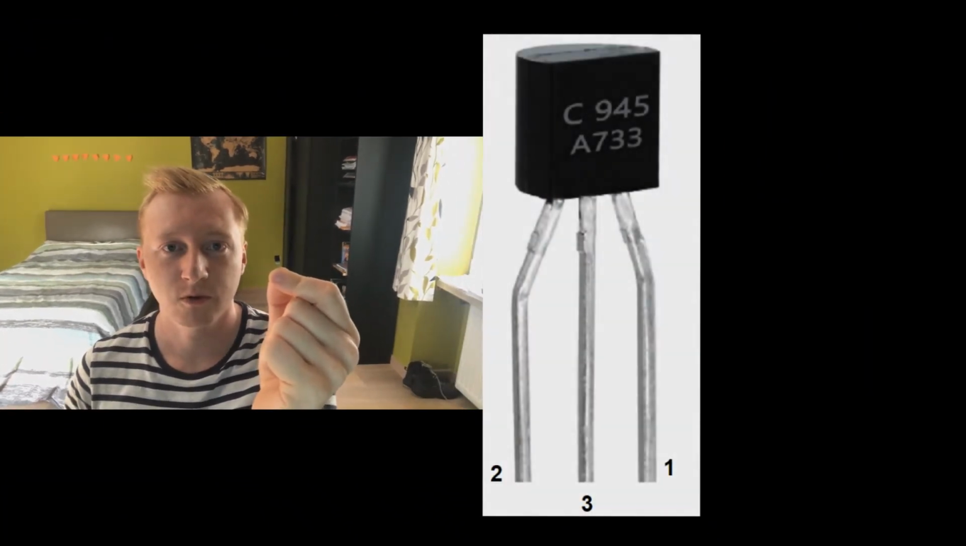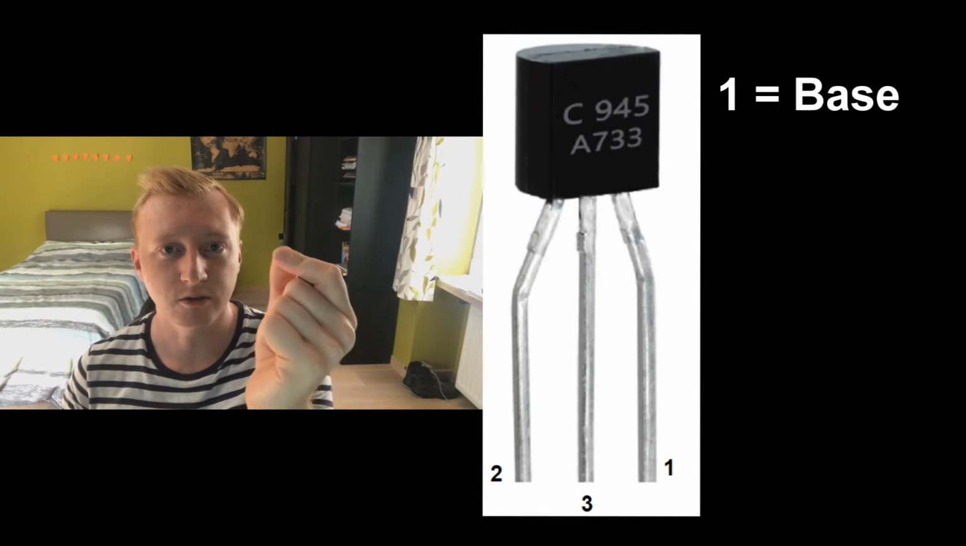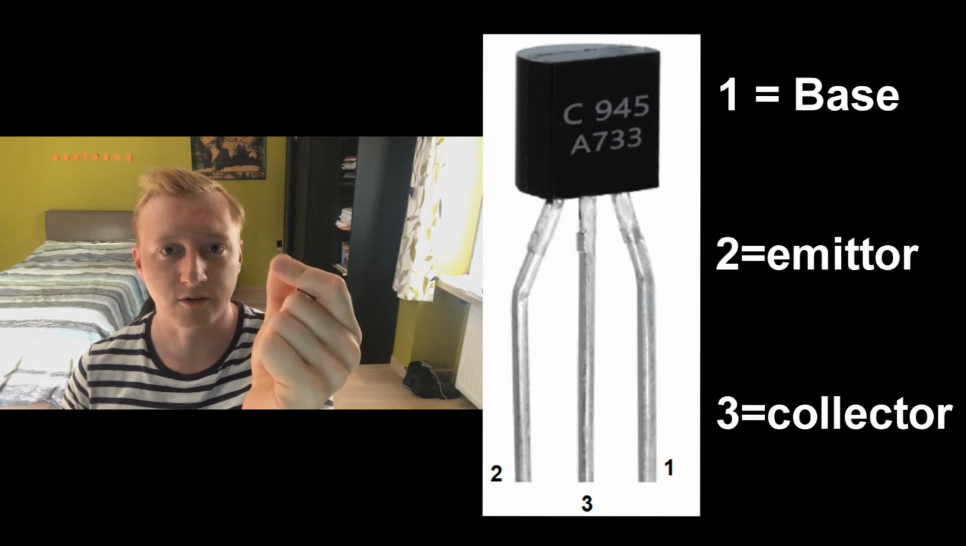So this little guy here is a transistor, and it has only one job, letting the current pass or block the current. So we can say it's like a very small switch. And as you can see here, it has only 3 different legs. Each leg has its own name and function. We have the base, the emitter, and the collector.